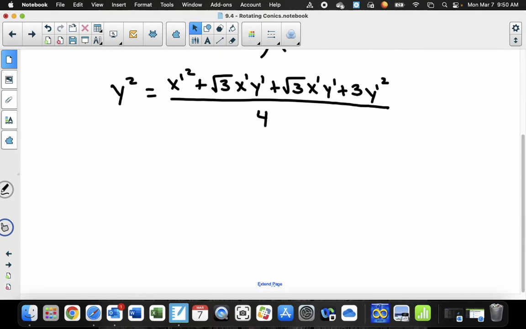All right, let's clean it up. Let's put it all together here. Y squared equals, there are no other x prime squared, so we can leave that alone. Again, just like the last part, we've got x prime, y primes. We have two of them. So we have plus 2 square root of 3 x prime, y prime.